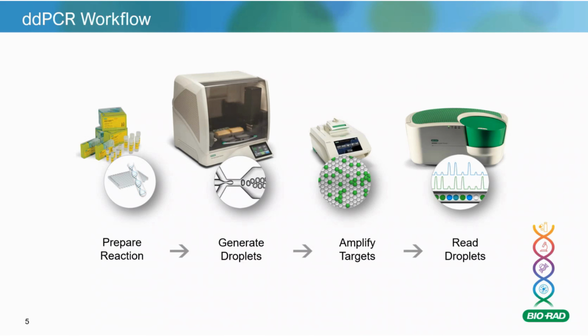Then you remove your plate from the thermal cycler, you move it into a droplet reader, and inside the droplet reading instrument, the droplets are picked up in a single file. And this again is a very big key difference between droplet digital PCR and other digital PCR technologies.